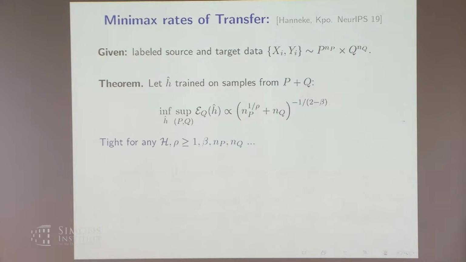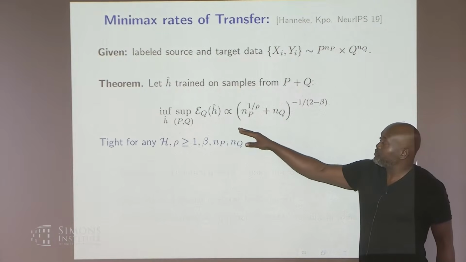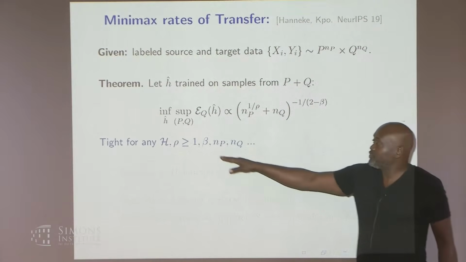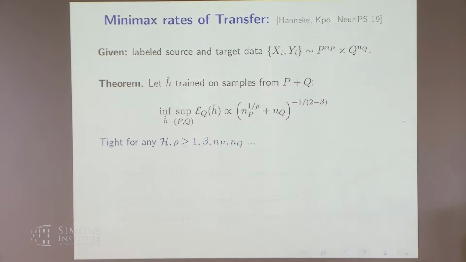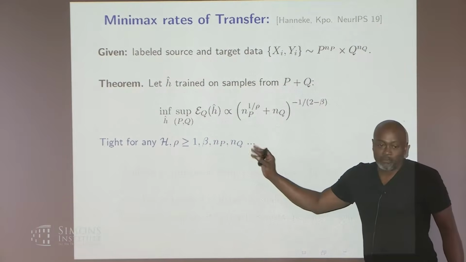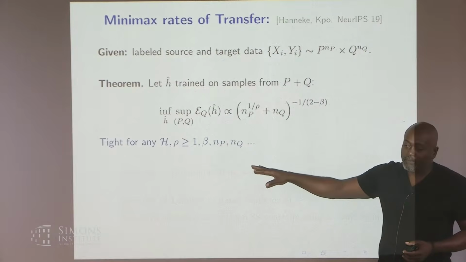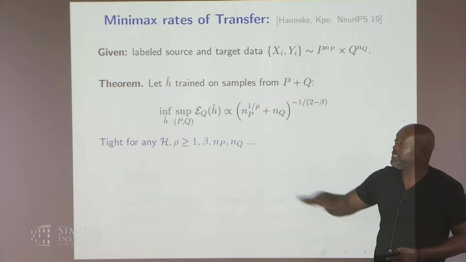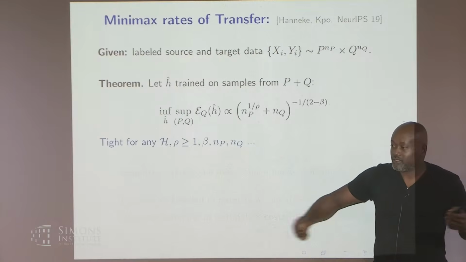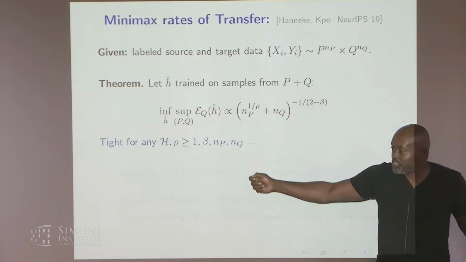Tightness. Here I emphasize that the rate is tight in the following sense. It's tight for any VC class H, for any value of rho greater than 1. For the values of rho less than 1, we showed that there exists a class H for which this is tight, and for any value of the parameter. So this is a tight rate. Why am I emphasizing this? Because often people just say this is tight without characterizing in what regimes it is tight.